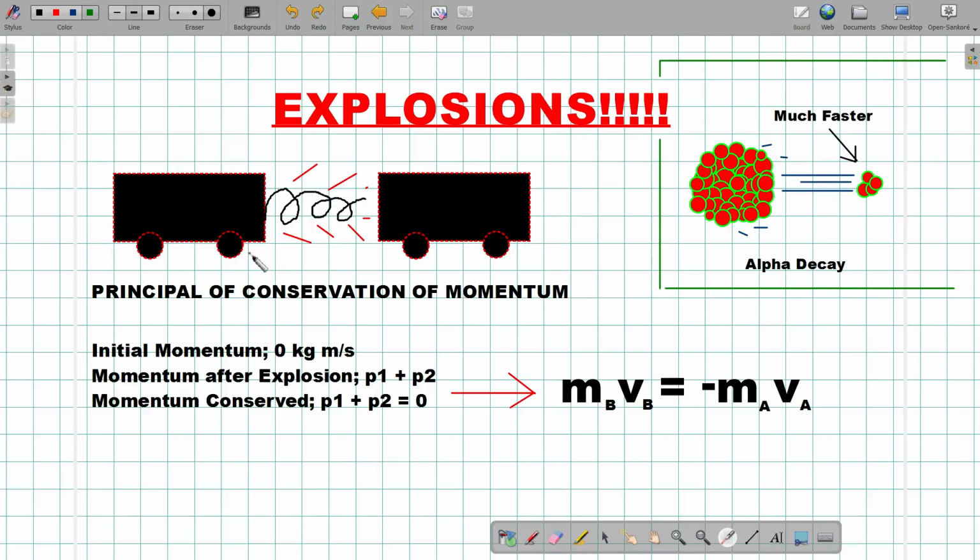So if you have two objects, and you have this cart and this cart, imagine they haven't sprung apart yet, and there's a compressed spring with a lot of potential elastic energy stored inside this spring.